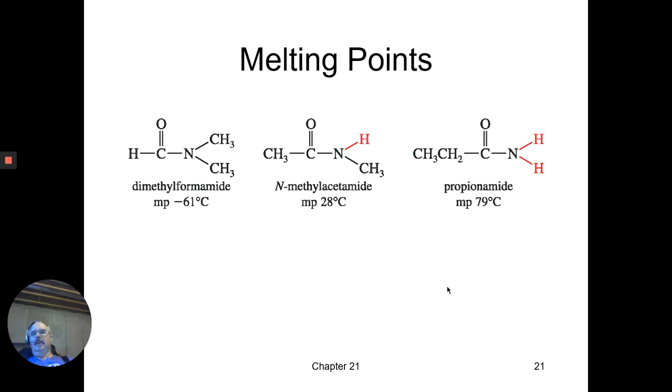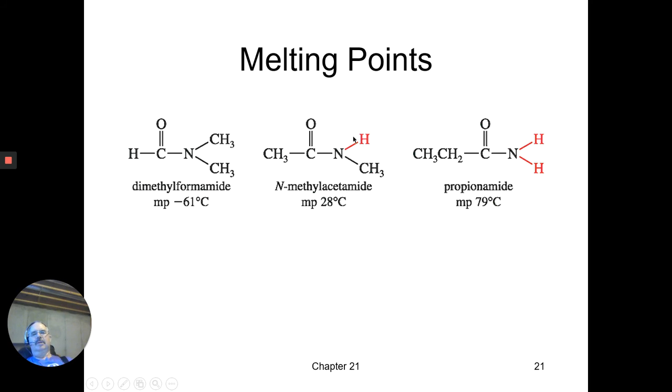Dimethyl formamide, which does not hydrogen bond with itself, is a liquid at room temperature, and it has a melting point of -61. This is a useful solvent. It dissolves a lot of organic compounds. It's also miscible in water.